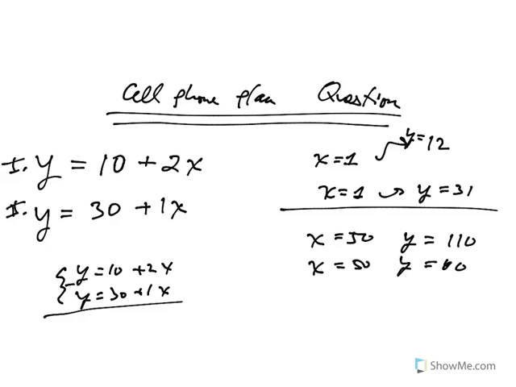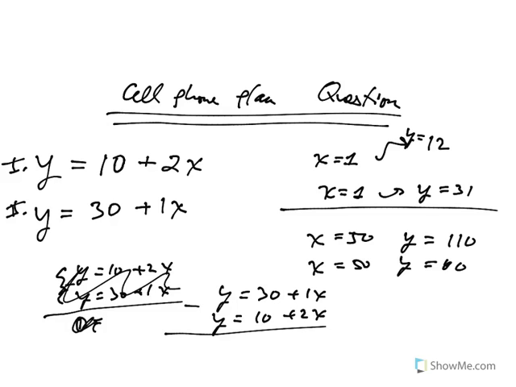If you subtract the two equations, because they both have y, you get 0. Hope you don't mind, let me just rearrange them. Zero equals 20, and 1x minus 2x is negative x. And you end up with x equals 20 is the break-even point. If you put 20 into either of these equations, you get, in the first one, 10 plus 2 times 20, which is 50. And for the other one, you also get 50.